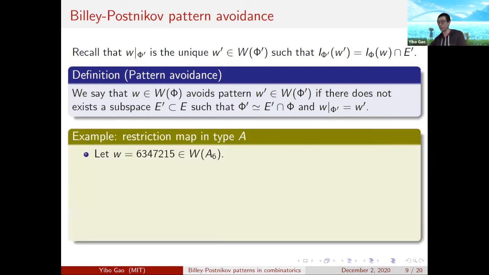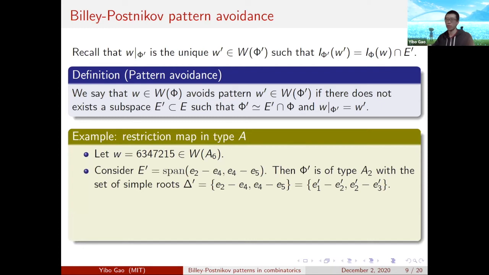Okay, so here's an example. Let's take W equals this permutation. This permutation has 7 elements and lives inside the Weyl group of A6. Consider E prime to be the span of these two vectors, E2 minus E4 and E4 minus E5. Then this phi prime is of type A2, with simple roots E2 minus E4, E4 minus E5, and the other positive root is E2 minus E5. I can identify them as new coordinates: E1 prime minus E2 prime and E2 prime minus E3 prime.